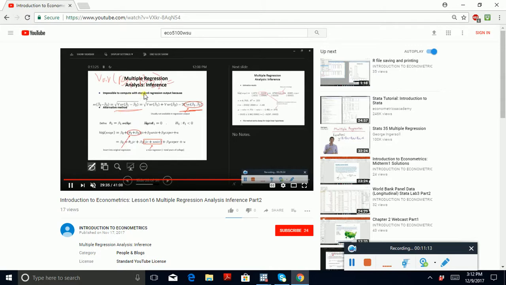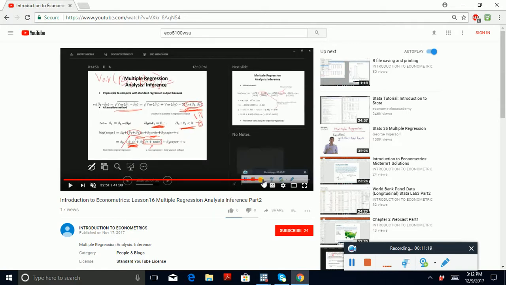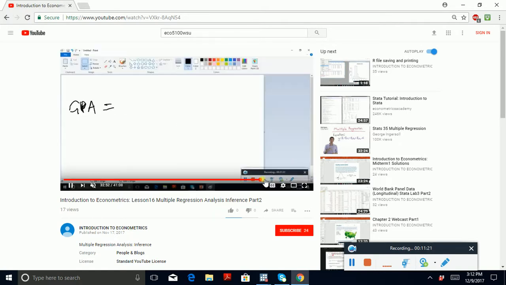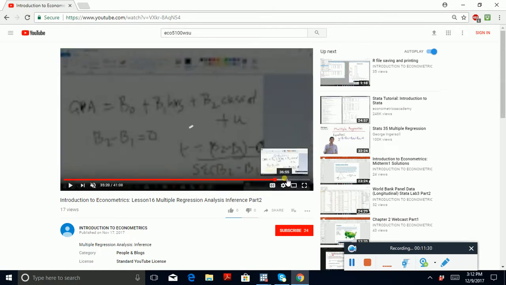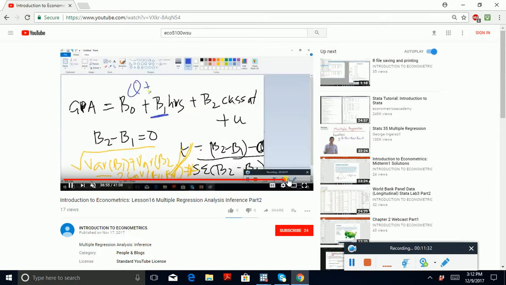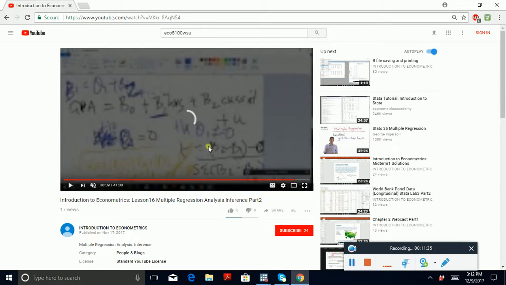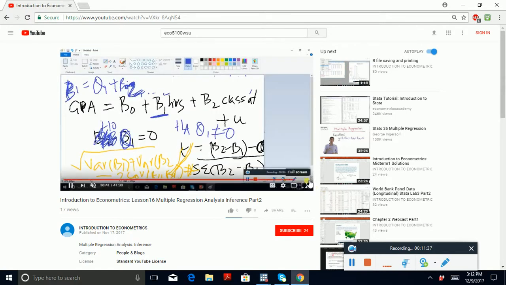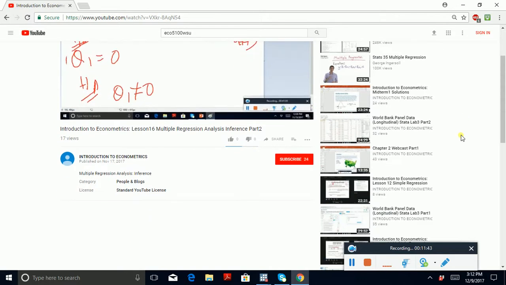And impossible to compute with standard regression output, right? So on lesson 16, this is the most important component. So watch 32 minutes from lesson 16. This will definitely come, I'm guaranteeing you 100%. This would come in the exam. So 32 to 41 minutes. That's the most important part of lecture 16.